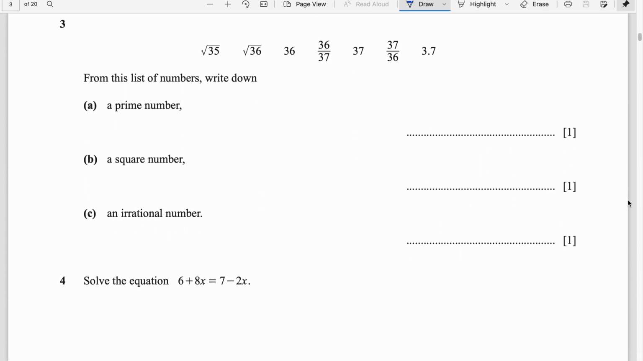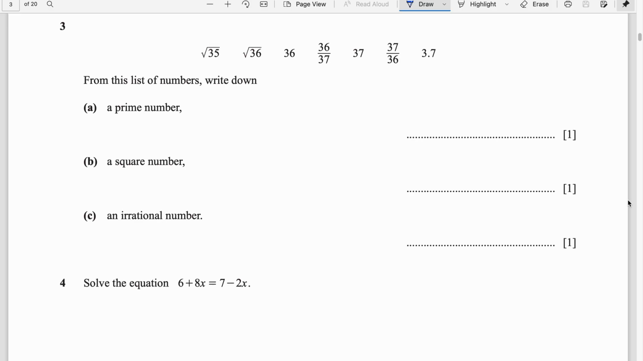Question number 3. From the list of numbers, write down a prime number. So just look for the prime number and write it there. A square number, 36 is 6 square. An irrational number, square root 35 is an irrational number.